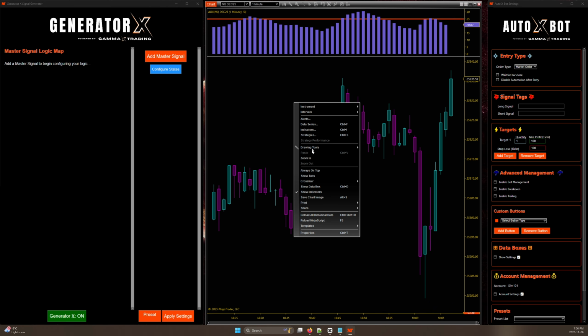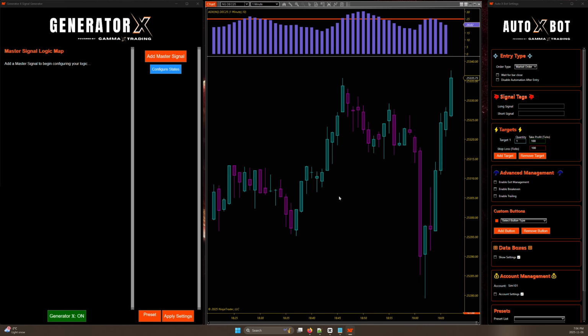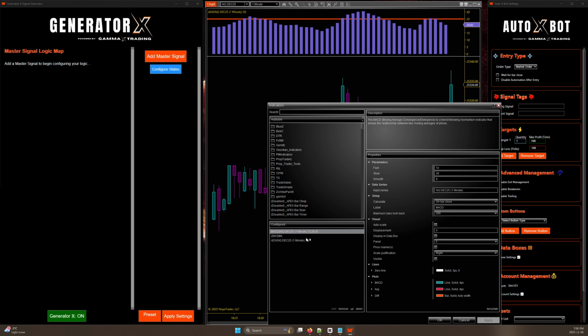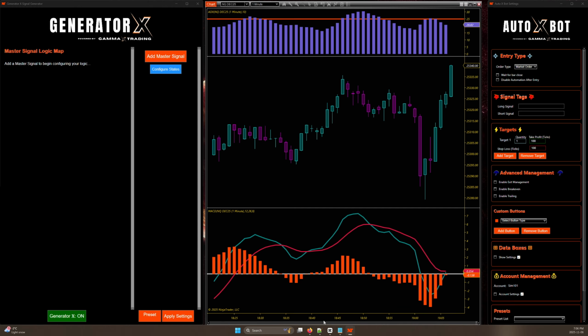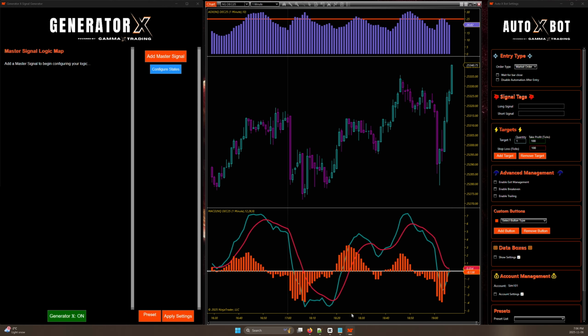So I was just playing with a strategy, just like a simple MACD crossover. I can't see the MACD. Oh, there it is. Yeah, a simple MACD crossover strategy I was doing.